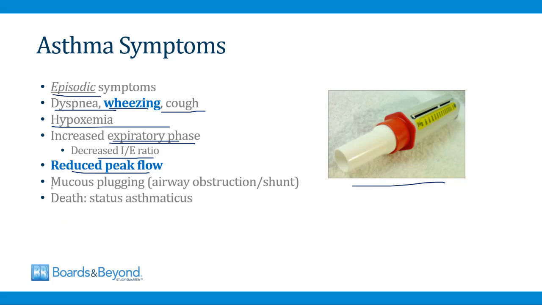Patients with asthma often develop mucus in the lungs, and this can lead to plugging where the airways become obstructed and blood can be shunted around those obstructed airways, leading to hypoxemia. And then finally, death from asthma is uncommon in the modern era, but when it does occur, it can happen because of status asthmaticus. Status asthmaticus basically means persistent asthma symptoms that cannot be relieved, and this is an uncommon but possible cause of death from asthma.